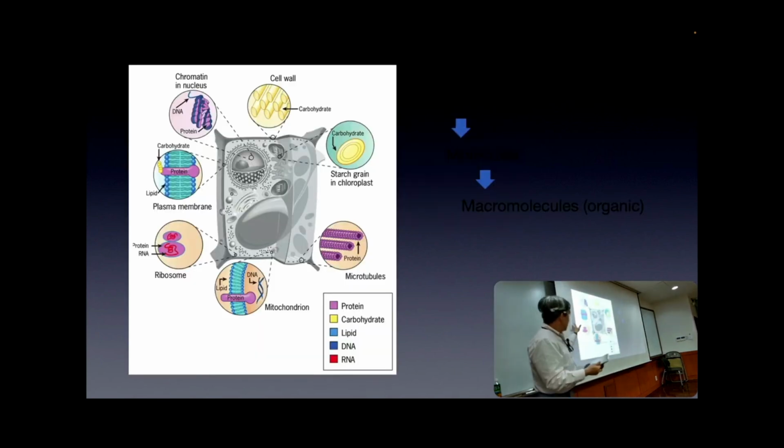Once again, there are many different areas inside of a cell's components, and each of the 4 major macromolecules is needed.